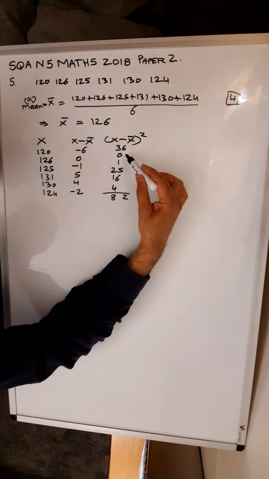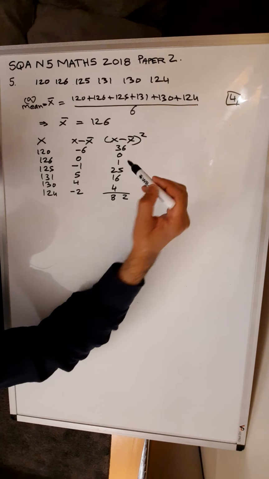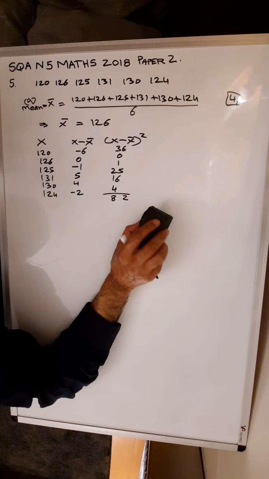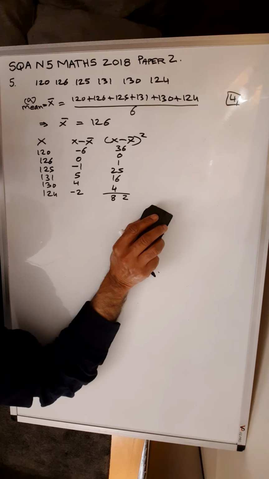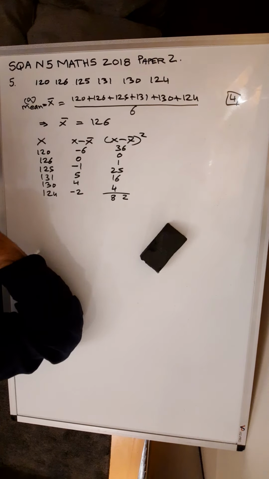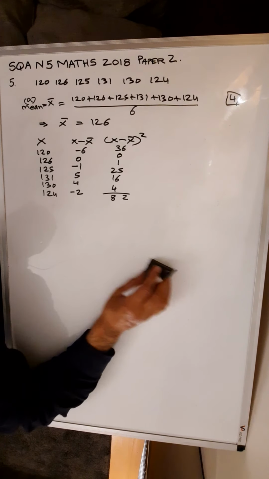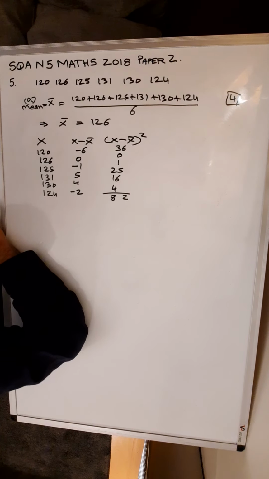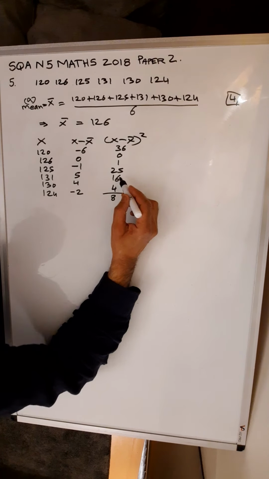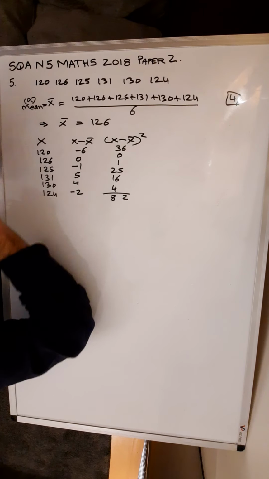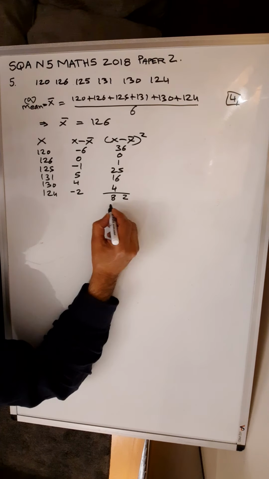Okay, I didn't add the 1. So it is 81 plus 1, which is 82. So that is correct, the total is 82. Anyway, now you need your standard deviation.